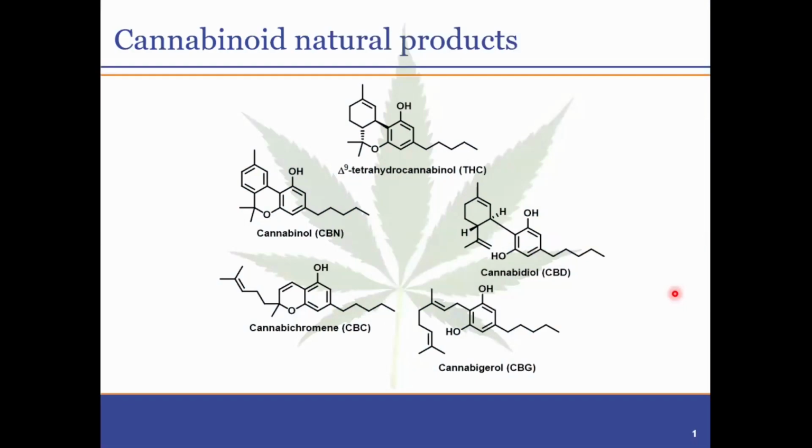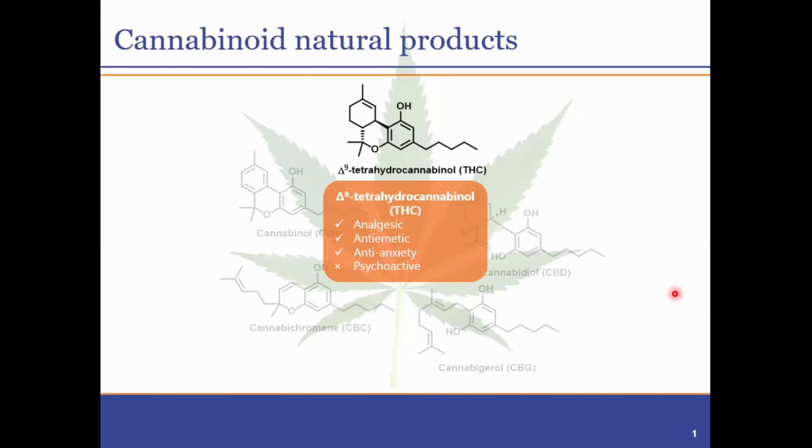So cannabinoid natural products are the cannabinoids that are found in the cannabis plant. So these are the chemical constituents of the plant that have all of the bioactivity associated with the use of this substance. And so many of these are pretty hot topics in the research sphere currently. And I'll just go through a couple of examples of these that you may be aware of.